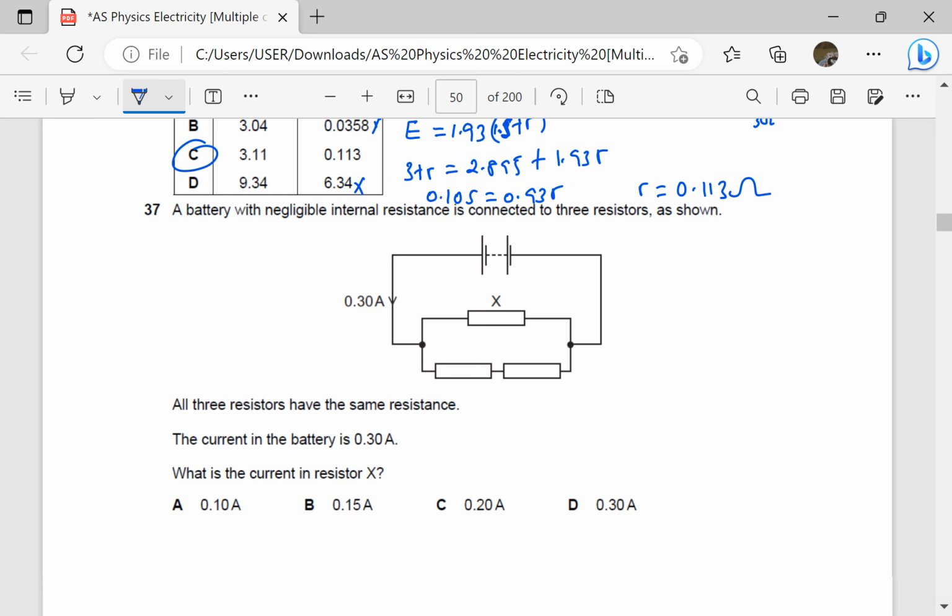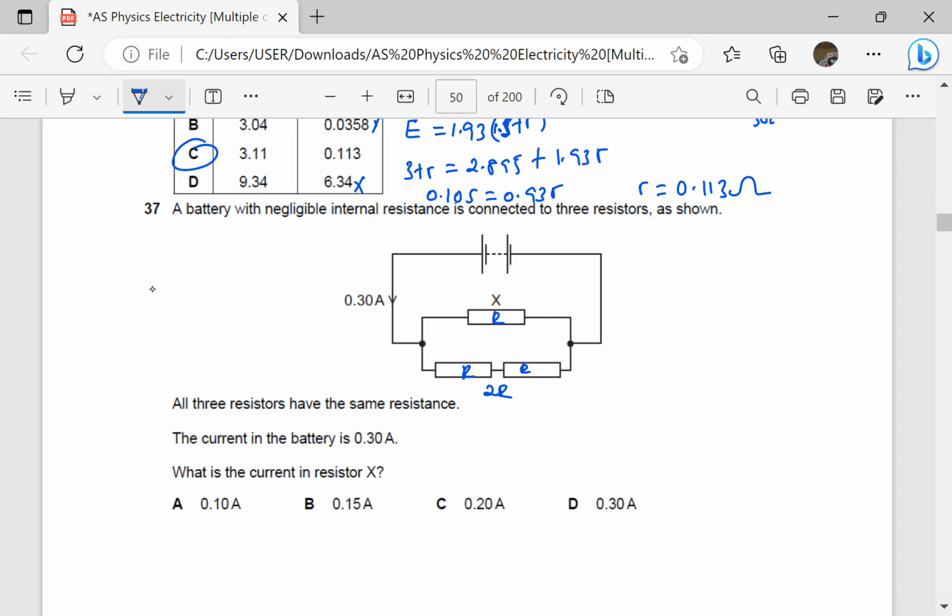A battery with a negligible internal resistance is connected to 3 resistors as shown in the figure there. All 3 resistors have the same resistance. So let's say it is R, R, R everywhere. These ones are going to give us a total of 2R. The other one will give us R.